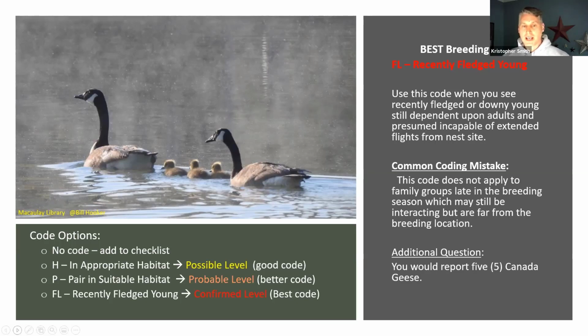The common coding mistake is to use this code for family groups late in the breeding season, which will still be interacting but are far from the breeding location. Most of you said you would choose 5, counting the recently fledged young and the 2 adults, so you would code 5 Canada geese at your park. And 83% of you chose recently fledged young. Nice job.